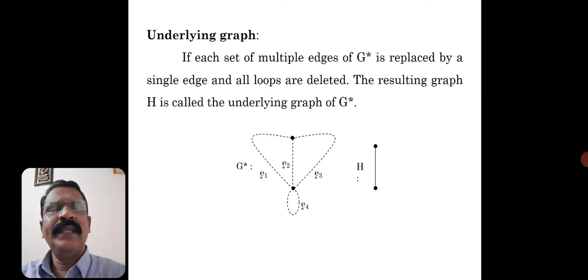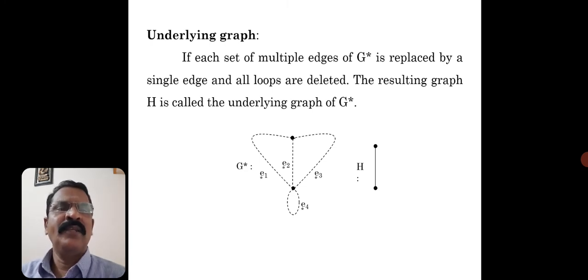After finding the dual of a graph, you have to see whether there are multiple edges. If there are multiple edges, instead of them take only one edge between the vertices. And if there are loops, neglect or delete the loops. Whatever graph we get will be the underlying graph of the dual G star.